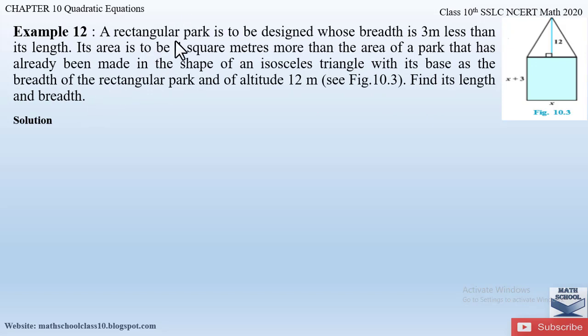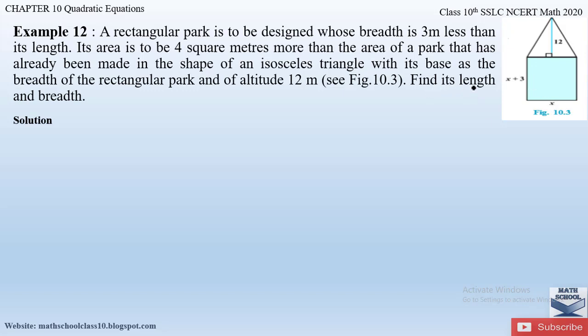So let us first understand the question here. They are saying there is a rectangular park to be designed whose breadth is 3 meters less than its length. The blue shaded part is a rectangular park whose breadth is 3 meters less than the length. They are also saying there is an isosceles triangle shaped park above this rectangular park whose base is equal to the base of the rectangular park, and the area of this rectangular park is 4 more than the area of this isosceles triangular shaped park. So we have to find the length and breadth of the rectangular park.